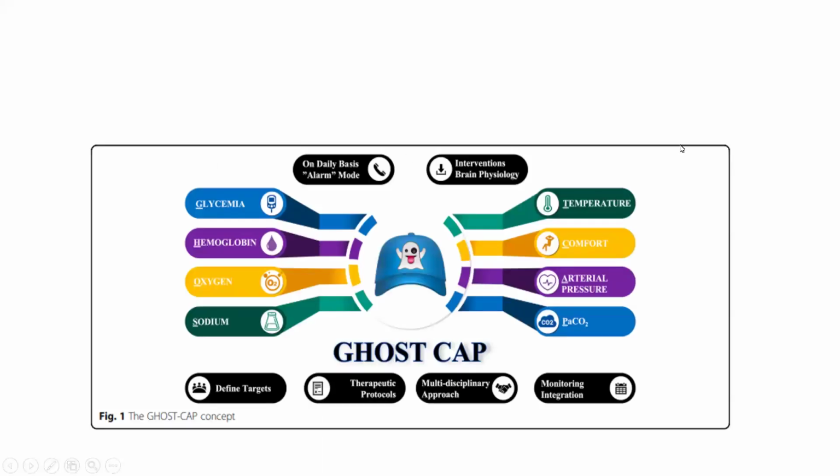So this cartoon will summarize the overall GHOST cap concept, which is G stands for glycemia, H hemoglobin, O is oxygen, S is sodium, T is temperature, C patient comfort, A arterial pressure, and P is PaCO2.